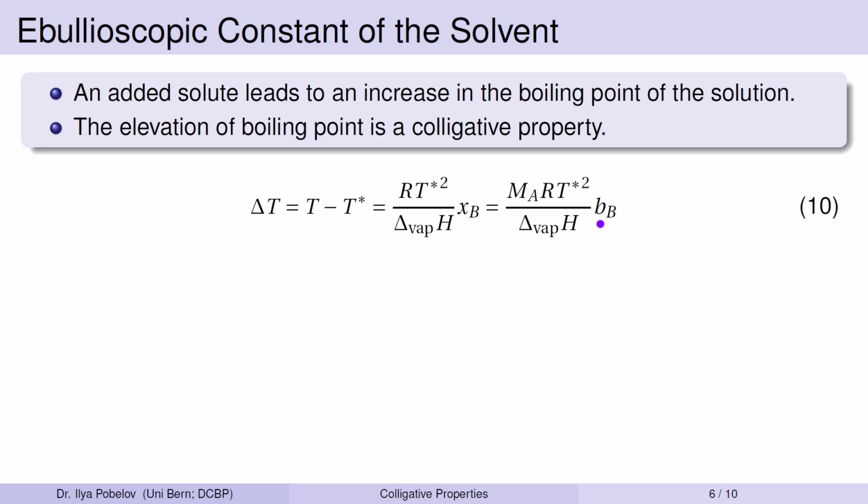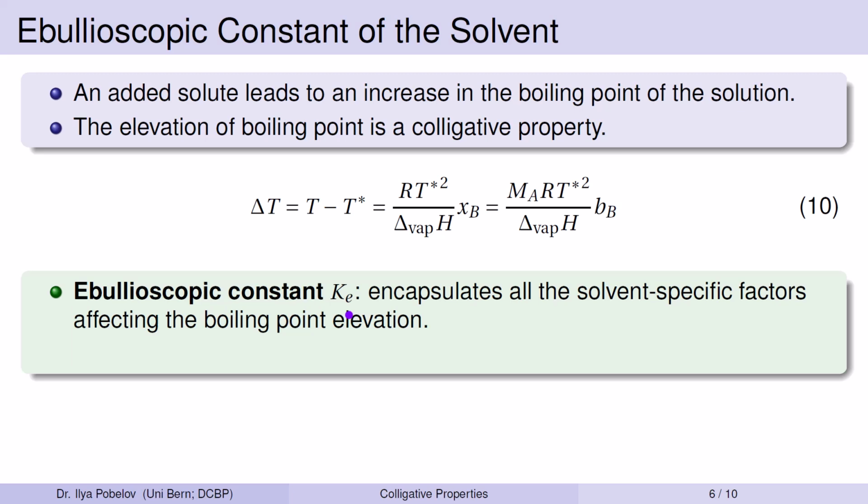Considering that it doesn't matter which solute is dissolved, one often talks about just the molality of the solution. It shows that the boiling point elevation is directly proportional to the molality of the solution. Let's now introduce the ebullioscopic constant Ke, which essentially encapsulates all the solvent-specific factors affecting the boiling point elevation. It is defined as follows.